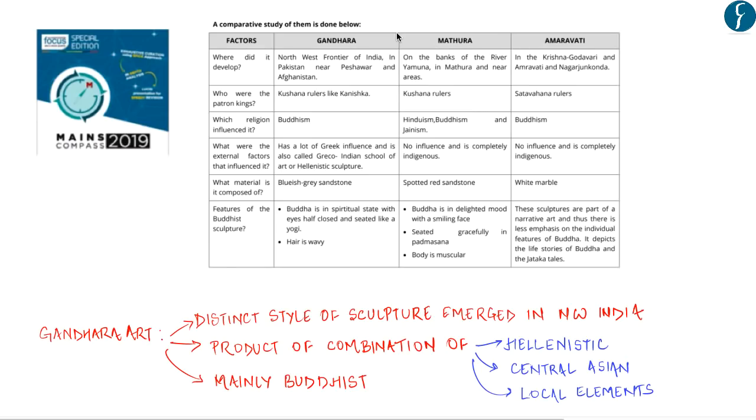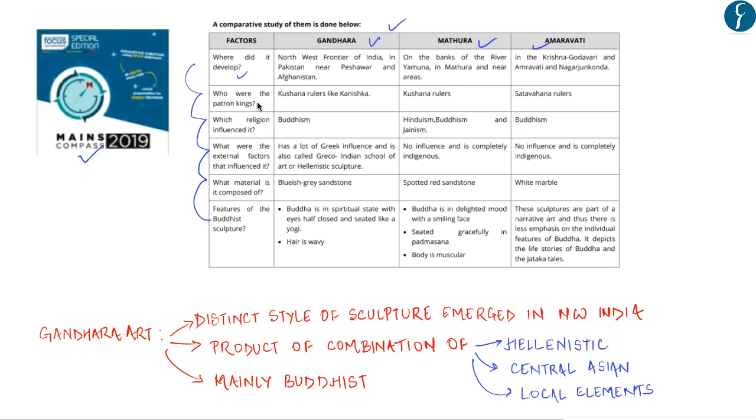Before we go into the details and understand various aspects of this art, it is important for us to have a look at the Mains Compass 2019 magazine published by Rao's IAS before Mains 2019. This particular image has been taken from the same document. You will find this image on page number 14 of the Mains Compass 2019 Art and Culture edition. A clear differentiation between Gandhar, Mathura and Amravati art has been made on these 6 aspects.